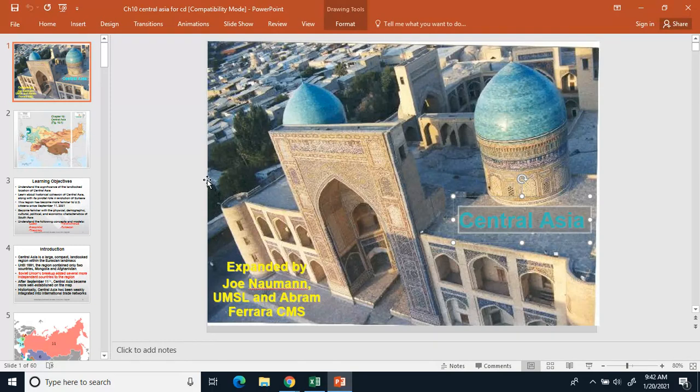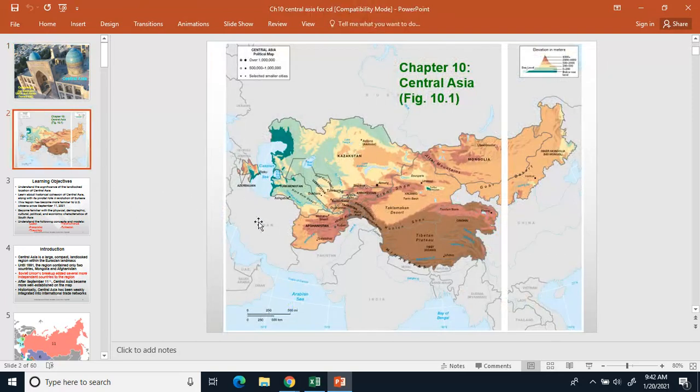Where is Central Asia? Like what area of the world am I talking about? Well, I'm talking about a lot of Stan nations. Their names end in Stan. So the Stan nations are kind of in this area right here. So I'm talking about Central Asia, this area here.